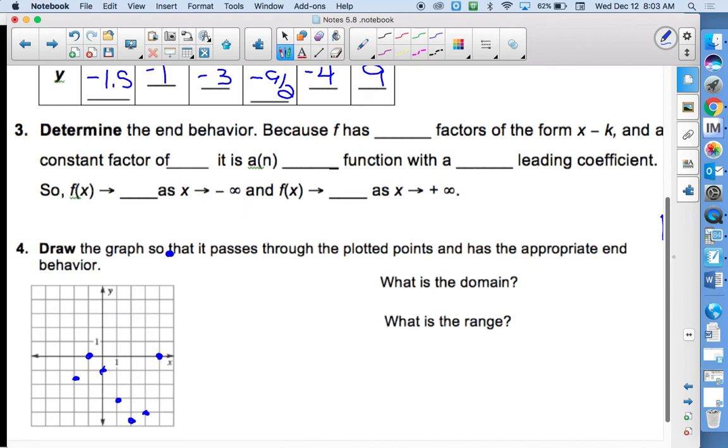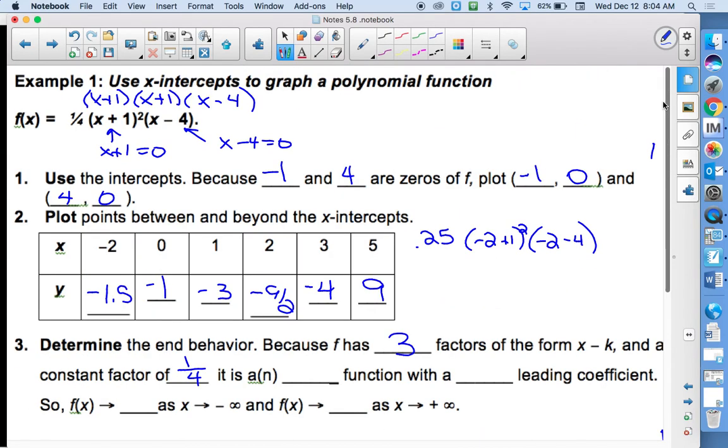So the third step says determine the end behavior. We'll fill in the blanks here. This is the thought process kind of thinking about here. How many factors does this function have? So technically, how many parentheses are there? Jillian? 3. So there are 3 factors. It says the constant factor of 1/4. The constant factor is the number in front. So it has a number in front of 1/4. Nope, 1/4.